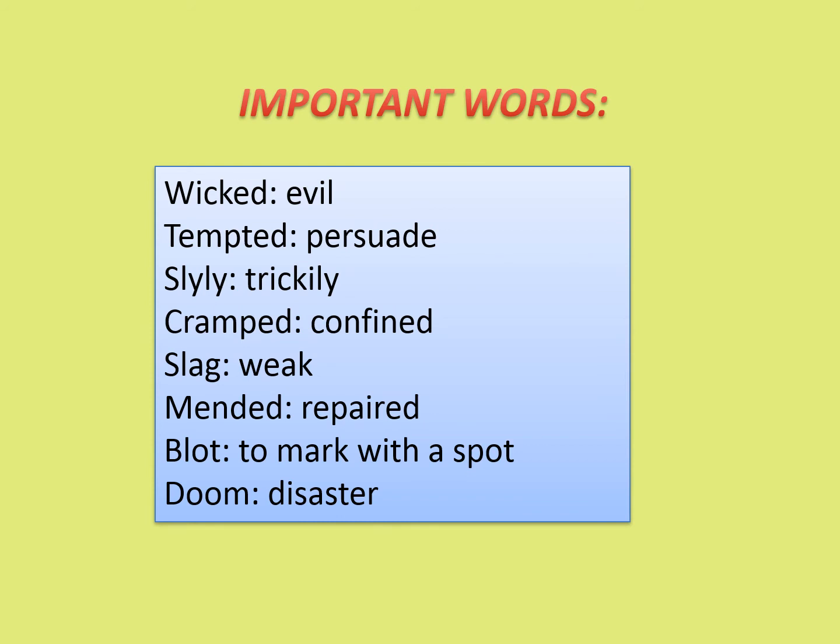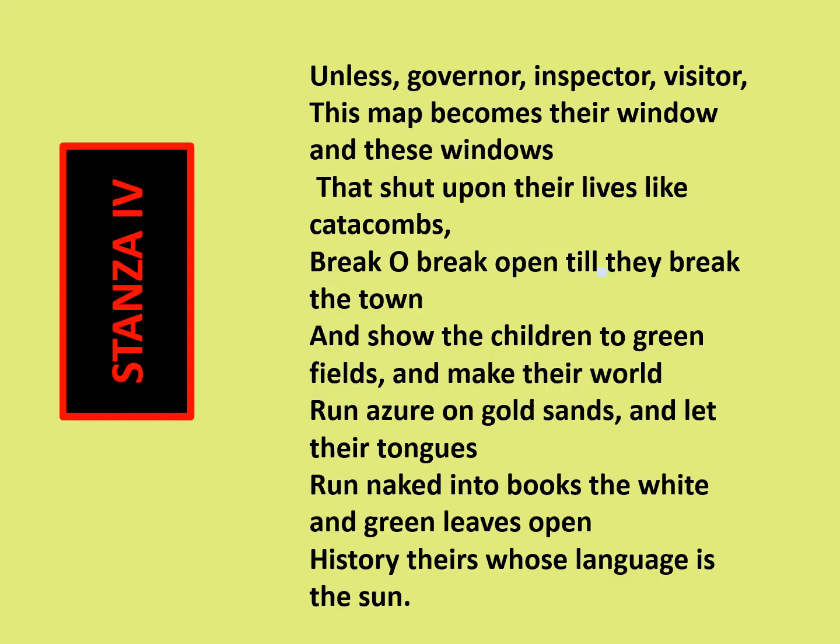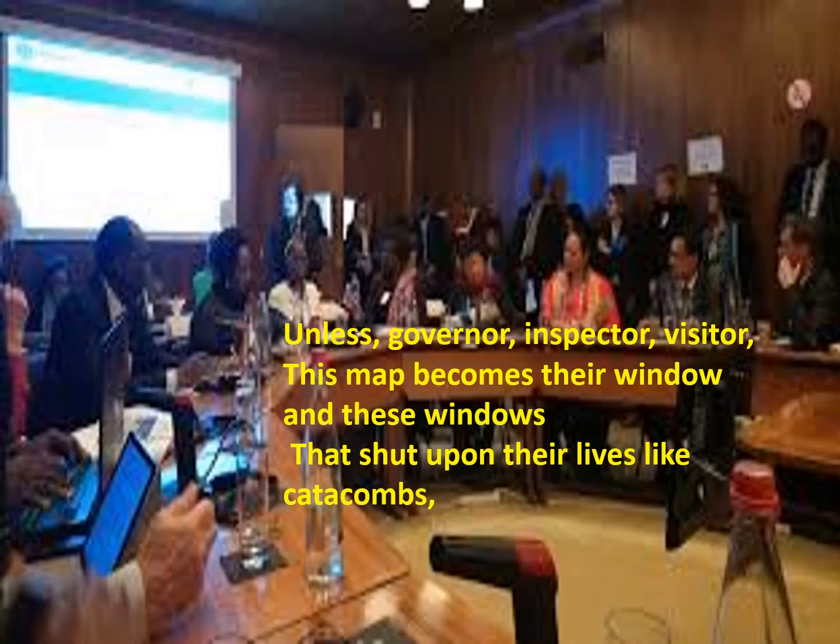Now, these are the important words from the stanza: wicked, tempted, slyly, cramped, slag, mended, blot, do. The last stanza says: unless governor, inspector, visitor, this map becomes their window, and these windows that shut upon their lives like catacombs. Break, or break open, till they break the town, and show the children green fields, and make their world run azure on gold sands, and let their tongues run naked into books, the white and green leaves open. History there whose language is.